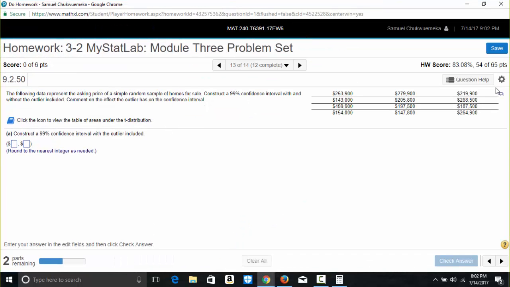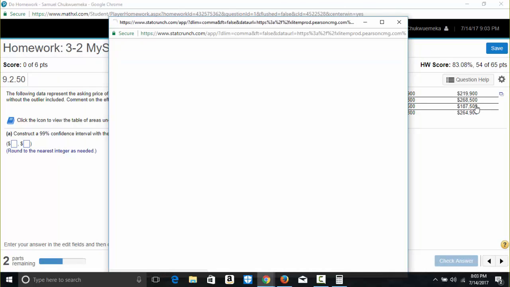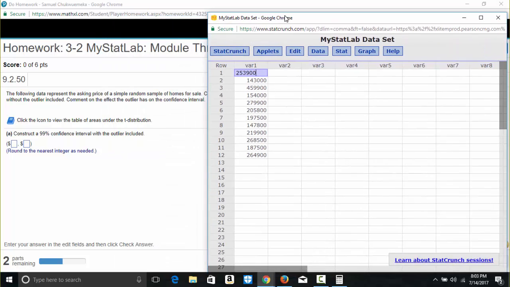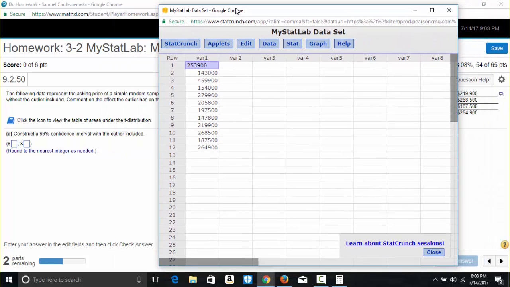So if you look at this question here, they gave us this data here. So we don't need to start typing all this data. Just come right here at this tip, click to copy the table, just click on it, and then click on open in StatCrunch. So open this in StatCrunch, and let's go ahead and construct 99% confidence interval.